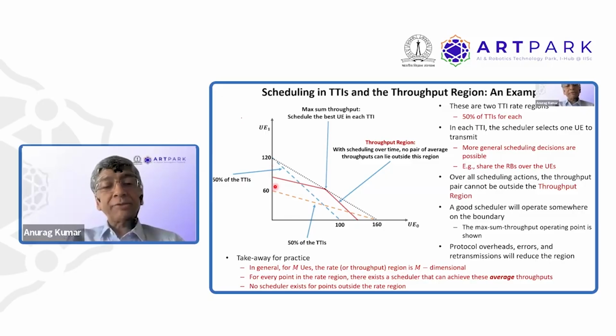So an important point to realize is that every point in the rate region is achievable by some scheduler. Okay.